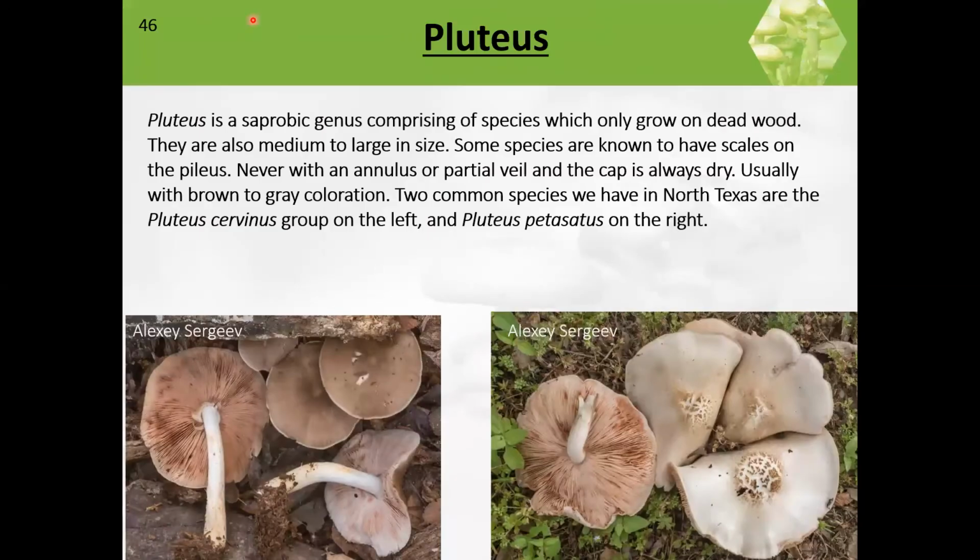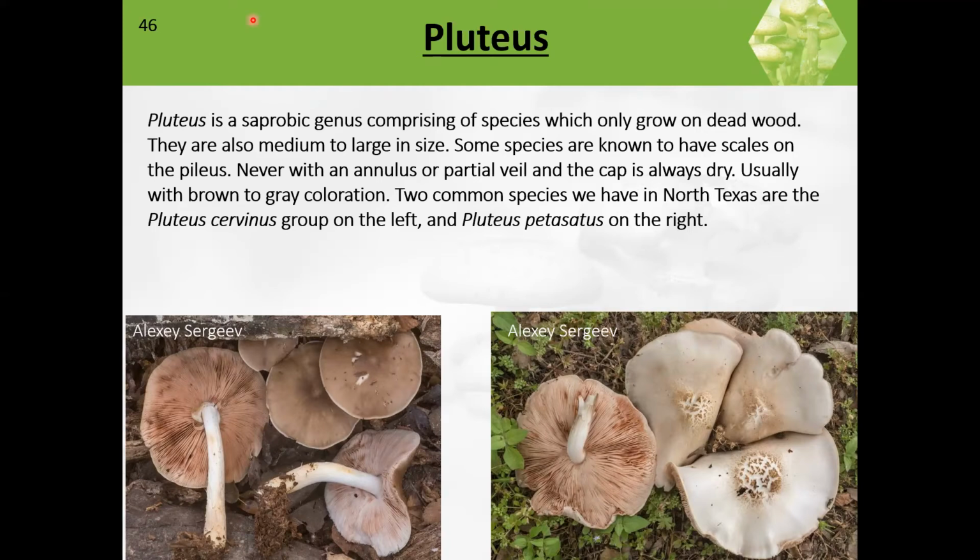Okay, so Pluteus is a saprobic genus growing on dead wood, right? Sometimes you'll find it just growing out of the grass because there's buried dead wood in the soil, and that's what causes the confusion. We have two species that are really common here in North Texas. Pluteus cervinus is what's commonly called the deer mushroom because it's found in the woods. Deer love to eat it. Okay, and basically there's no toxic Pluteus.